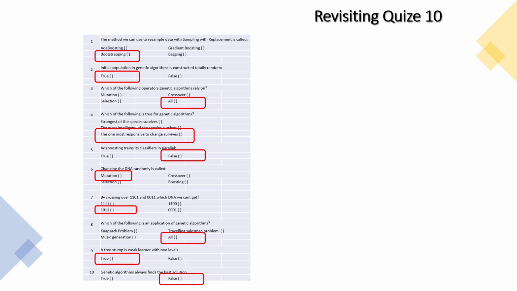A tree stump is a weak learner with two levels. That's true. Genetic algorithms always find the best solution. Please be careful with this question as well. That's false. Genetic algorithms try to find a solution that is not guaranteed to be the best.